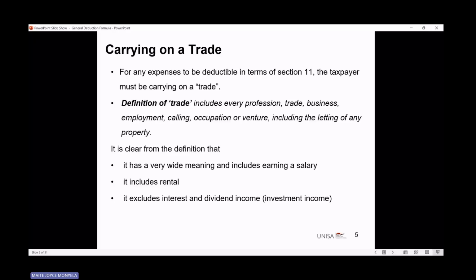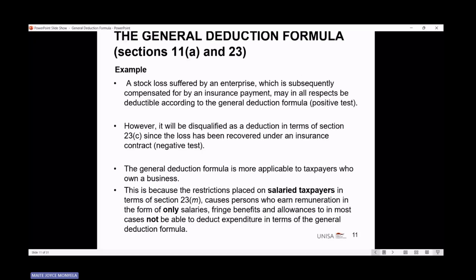So under Section 23, we also talked about the negative and the positive of the general deduction formula. Under Section 23, we were talking about the general deduction being more applicable to taxpayers who own a business. This is because of the restriction placed on the salaried taxpayer. Under Section 23M, you will see that there is a deduction applicable to salaried people.